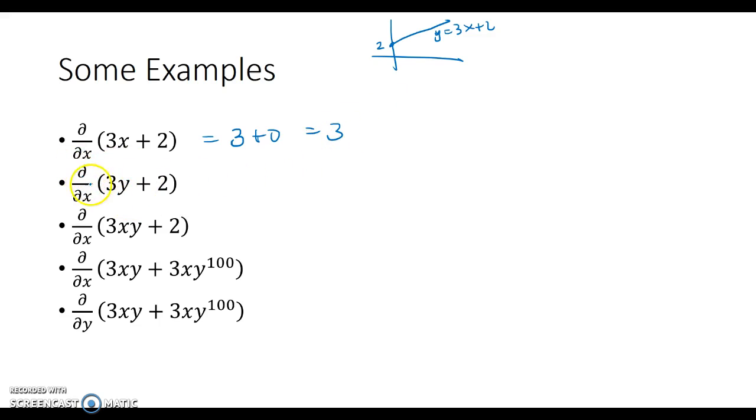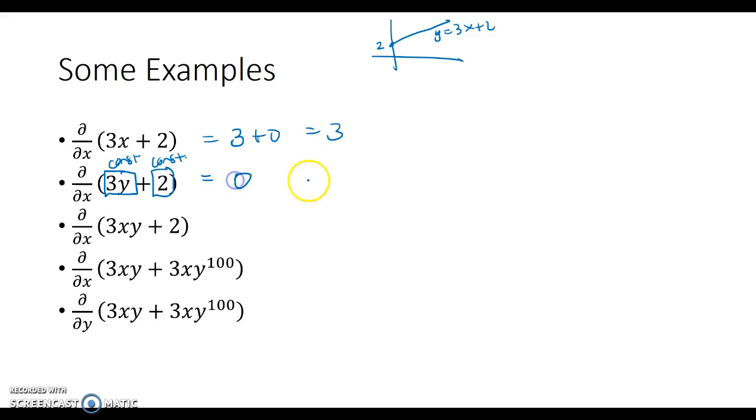Okay, well now what about the partial of 3y plus 2, where x is the variable, everything else is held constant? Well, if everything else is held constant, that means y is not allowed to vary. Y is being held constant. So this is a constant term, a constant, and then another constant. Well, what's the derivative of a constant?